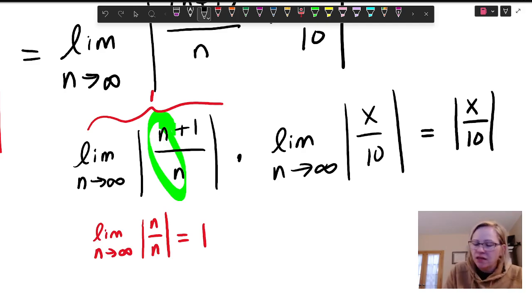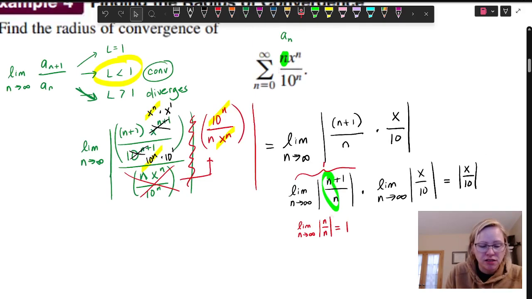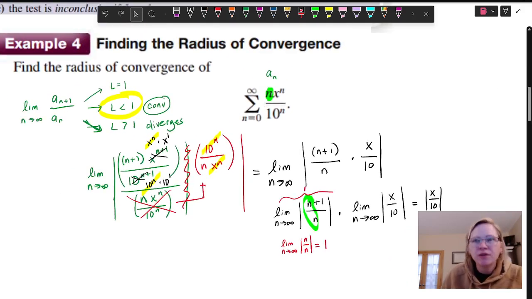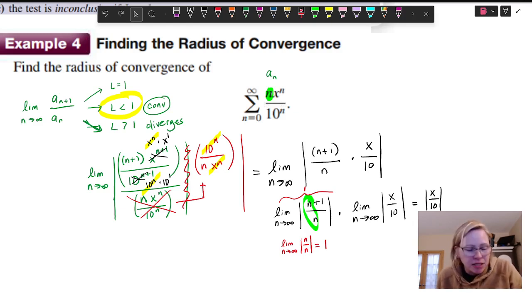Now that we've simplified our ratio test, let's go back to the whole goal here. We said in the beginning that in our ratio test, we were focusing on trying to get a limit where the value of L, the result in our ratio test, was less than 1.